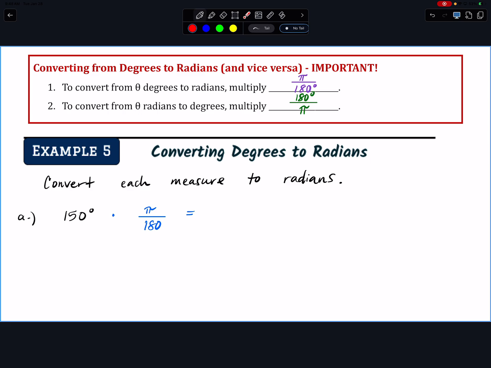Top. So the answer is 5 over 6, but the reason why we don't put this into our calculator is this is an ugly number, right? If I put that in my calculator, it's going to give me a horrible answer. So 150 over 180 gives me 5/6. Don't forget the pi is on top. So this is my answer.